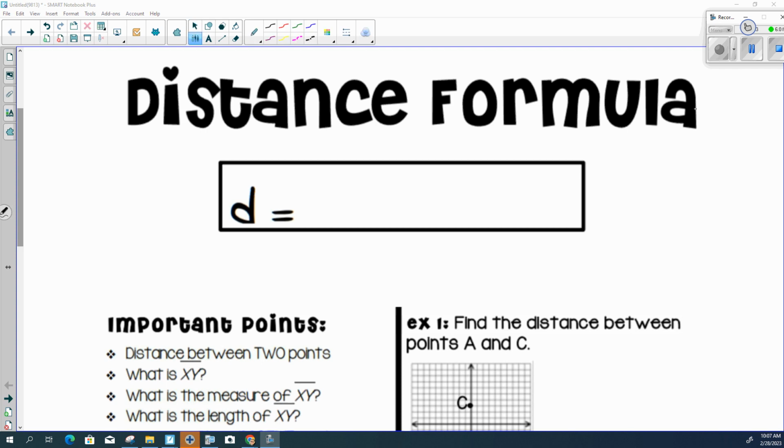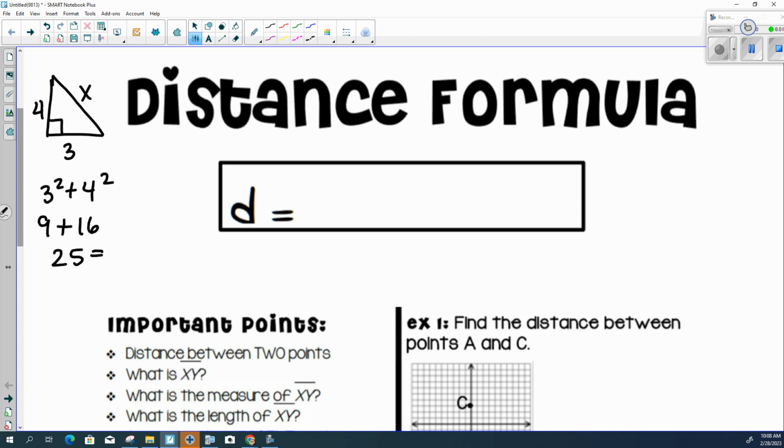Yesterday we talked about the Pythagorean theorem. The Pythagorean theorem can be used when you have a right triangle. And Pythagoras, a mathematician, found that when you take the measures of the squares, so let's say it's 3 and 4, when you square them, it equals the square of your hypotenuse. A squared plus B squared equals C squared, and C is your hypotenuse.